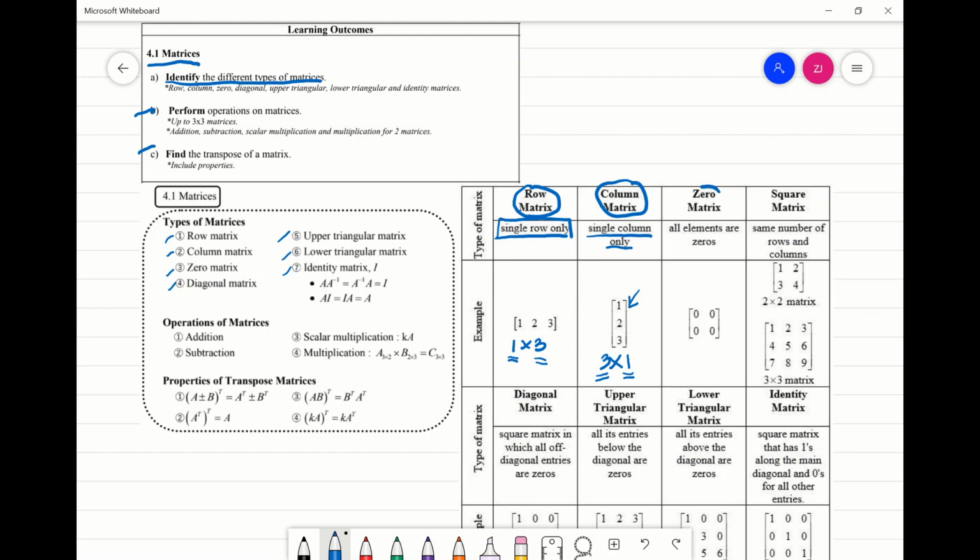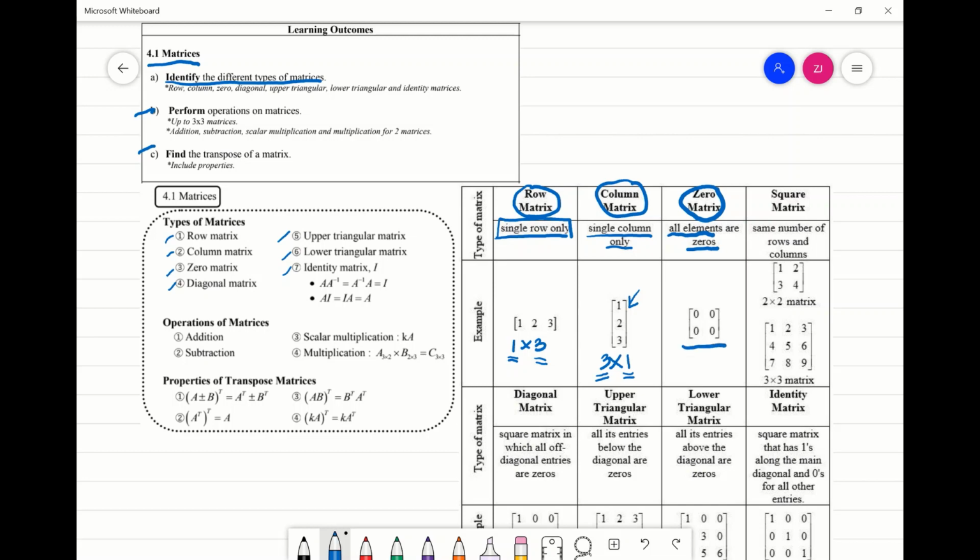Then what about the zero matrix? A zero matrix is a matrix which has all elements to be zeros. You can have any order. It can be 2 by 2 or even 2 by 3 and so on. As long as all the elements are zeros, we can say that the matrix is a zero matrix.